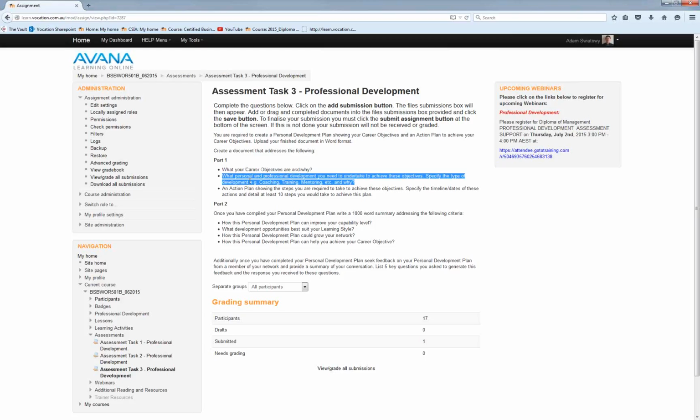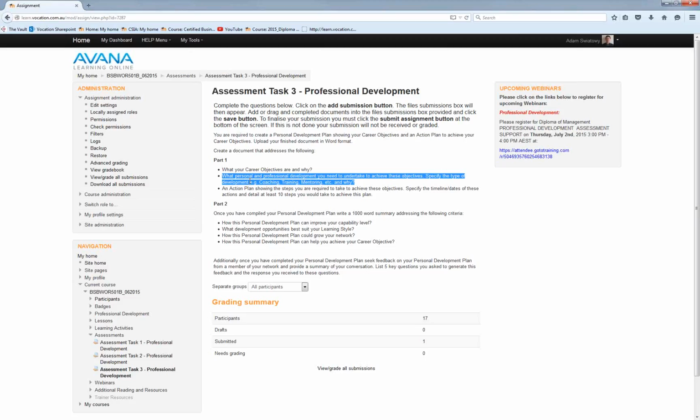Second point, what personal and professional development you need to undertake to achieve these objectives. Specify the type of development, e.g. coaching, training, mentoring. For this part, the best way to handle this question is to pick the job that you want, your dream job. This is your goal. I would like to be working in this particular role by X, Y, and Z period of time. What you should do at this point is actually go and look for a job advertisement for that particular role that you're ideally looking to get into.